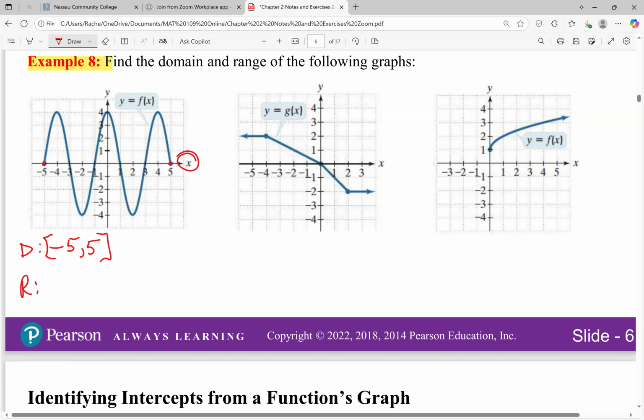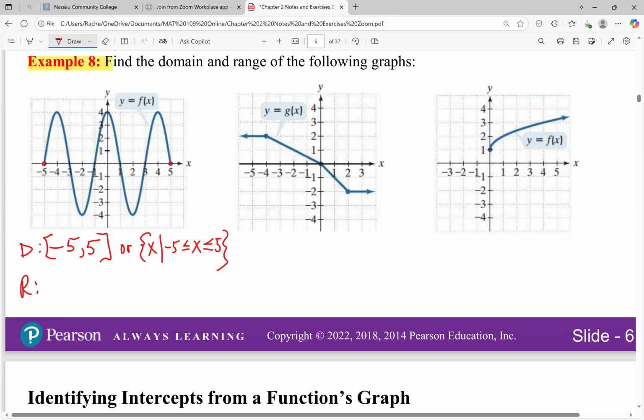We could also use set builder notation. So I'm going to write set builder notation also, just in case the homework has you do that. So we could say the domain is all values of X such that X is between -5 and +5.